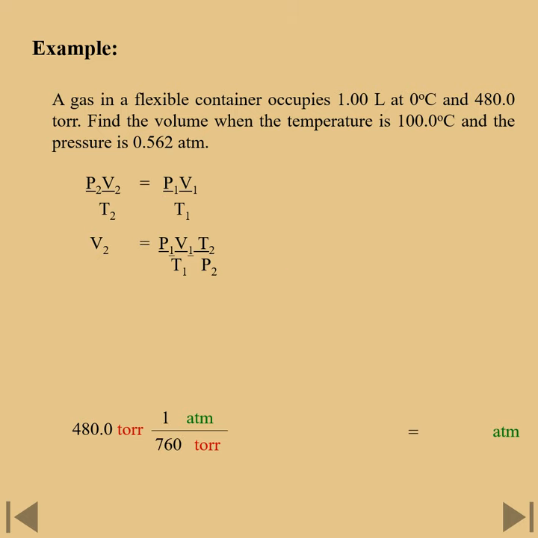760 torr per 1 atmosphere, and this is a number that you eventually need to remember. Putting this on my calculator, I come up with 0.632 atmospheres. For my temperatures, I'm adding 273 to each of these, and so for T1, 0 plus 273 is 273 kelvins, and T2, 100 degrees C plus 273 is 373 kelvins. And note how all units cancel but the one we're after.